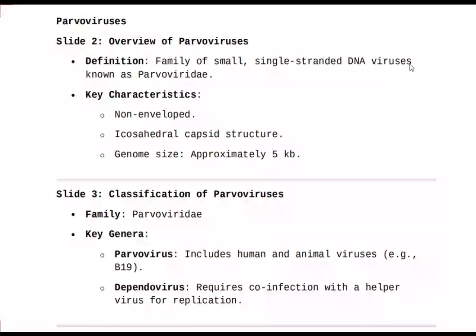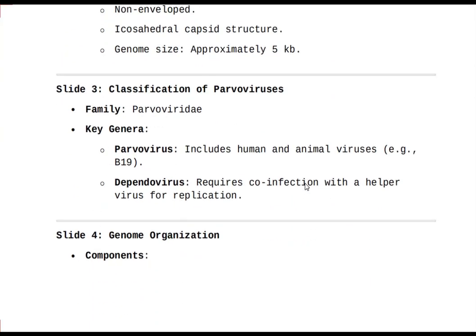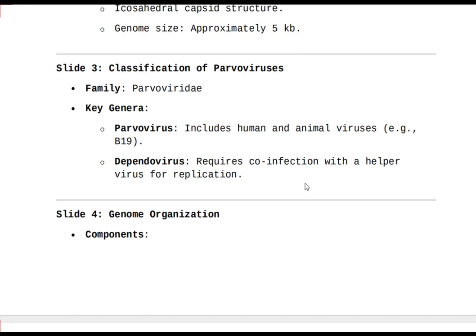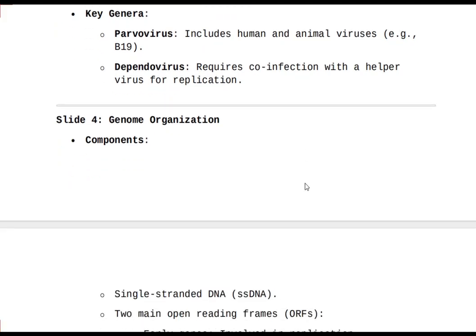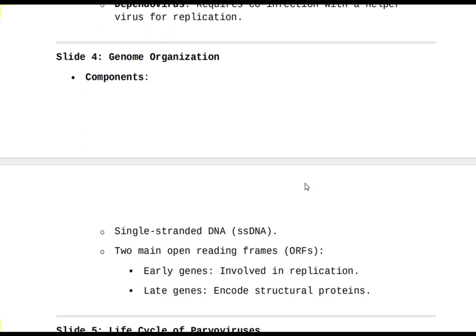Okay, so this is the second part of the presentation, this time about parvoviruses. Still DNA-containing viruses. This is the last one. This is a family of small single-stranded DNA viruses. They have no envelope, and they have an icosahedral capsid with a very small genome of only about 5 kb. We have the following genera. Number one is parvovirus, which includes human and animal viruses like parvovirus B19. And we have the dependovirus, which requires co-infection with a helper virus for replication. This is not something that is new to us.